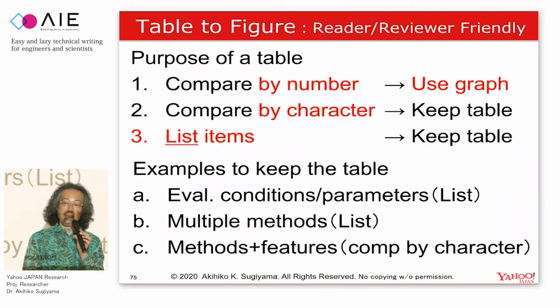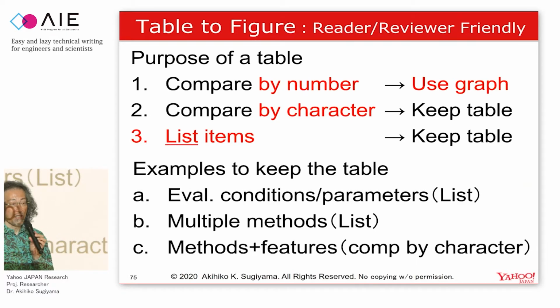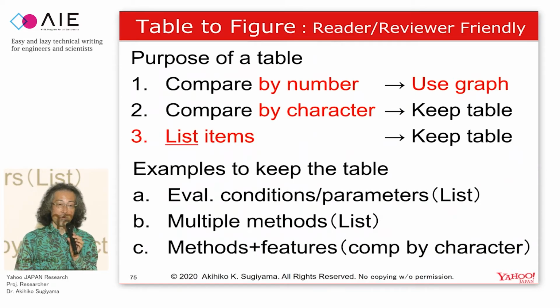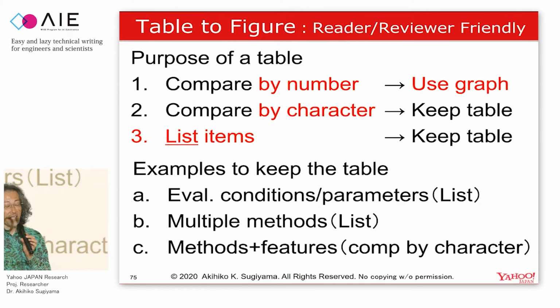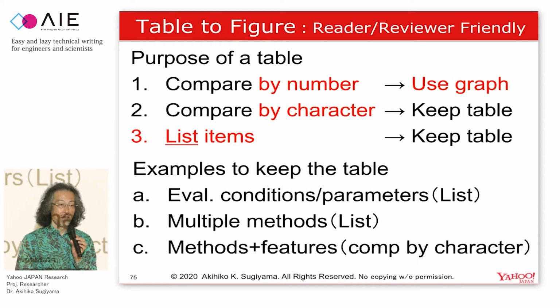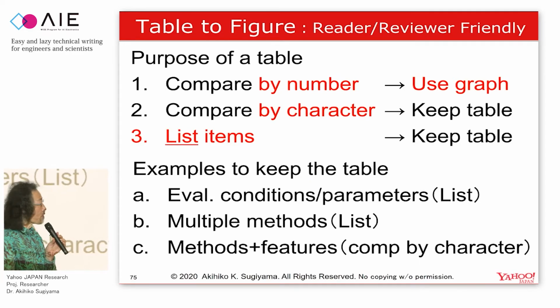For example, when you are listing the conditions for your evaluations or experiments, it is not possible to convert it into a figure. So in that case, just keep the table, but otherwise, use a graph instead. And I'm going to talk about how you can convert a table into a graph, an appropriate graph.